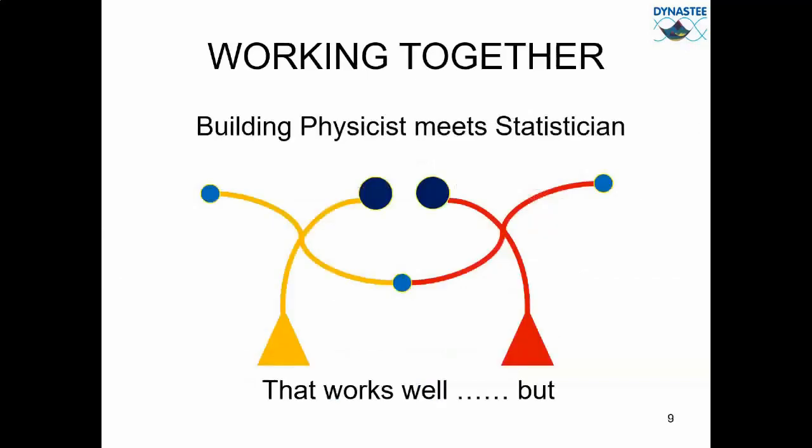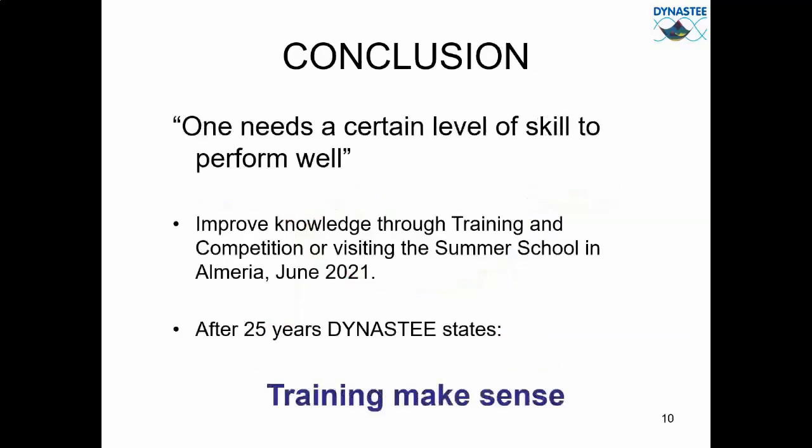We have discovered over the last 25, maybe already 30 years, that you need to have more than only one disciplinary activity. So we have found out that building physicists are working really well with mathematicians and statisticians. And if they are working well together, then also the whole data analysis process works well. But what we have found as well is that you need really yourself to build a certain level of skill in order to perform well.